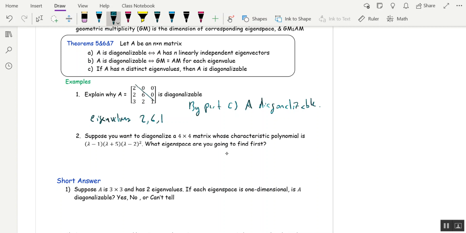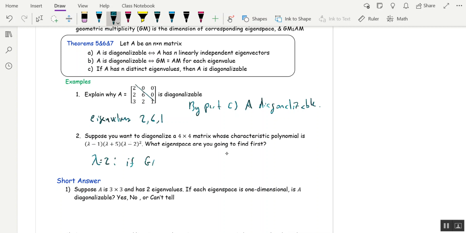Suppose you want to diagonalize a 4 by 4 matrix, and the characteristic polynomial is this. Now I'm saying polynomial because I don't have it set equal to 0. If it were equal to 0, I'd say characteristic equation. What eigenspace are you going to compute first? There's 3 eigenspaces, the one for lambda equals 1, the one for lambda equals -5, and the one for lambda equals 2. I'm going to do lambda equals 2 first. Here's why.